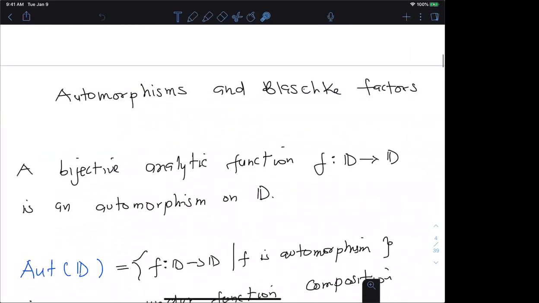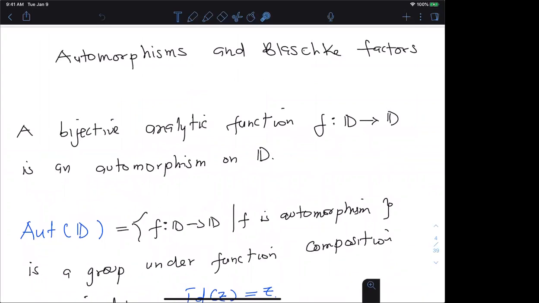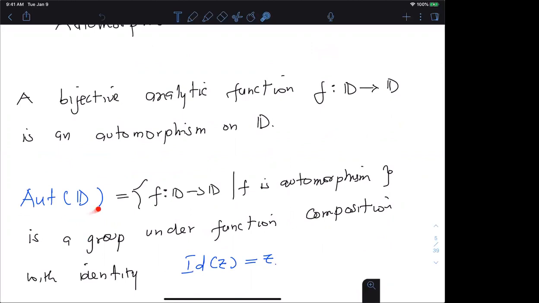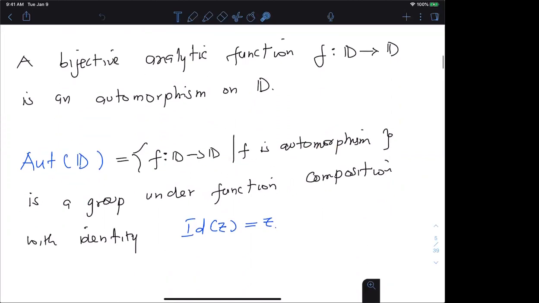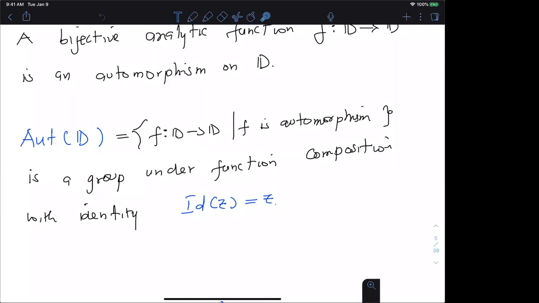Okay, before we get into Blaschke products, let's look at a few other interesting functions. First, let's look at automorphisms. A bijective analytic function f from the disk to itself is called an automorphism. Here, we denote Aut D to be the family of all automorphisms of the disk. It is not hard to show that this class forms a group under function composition, with the identity element f(z) = z.